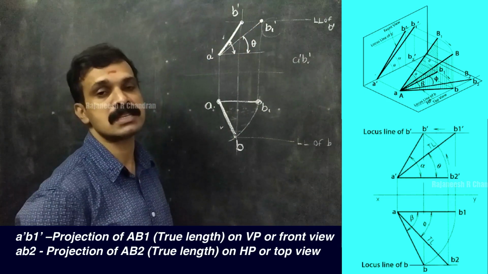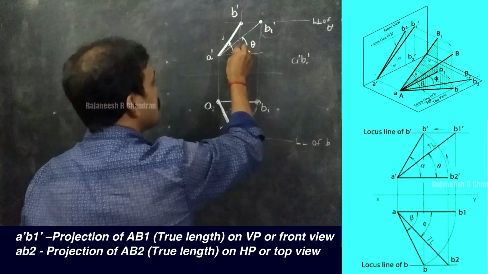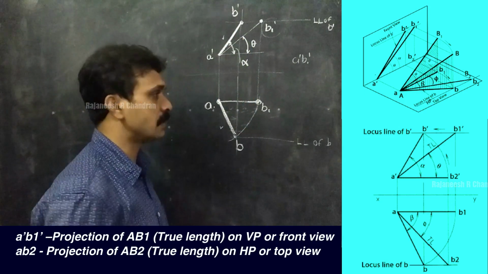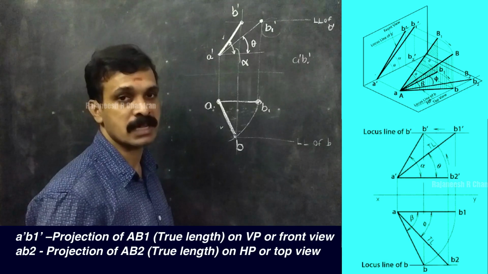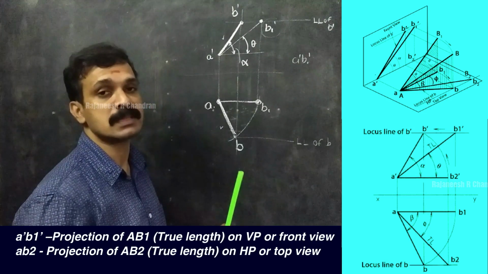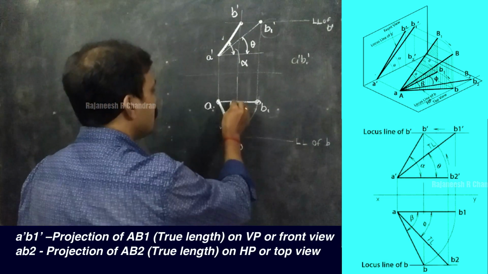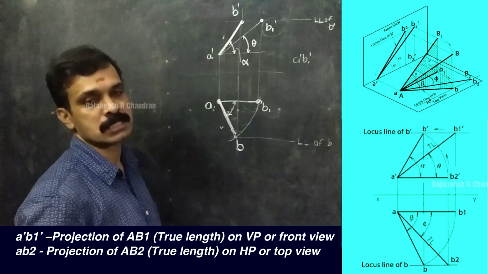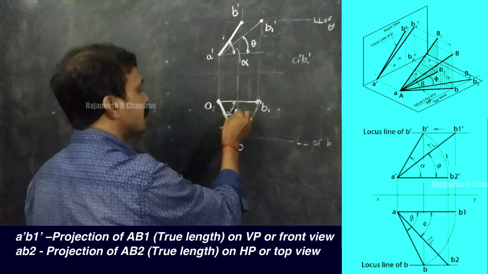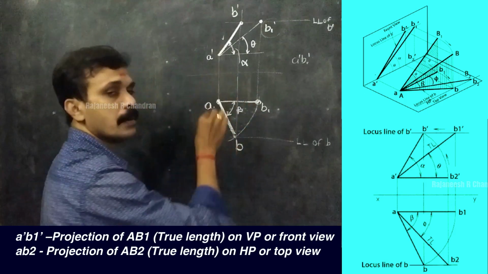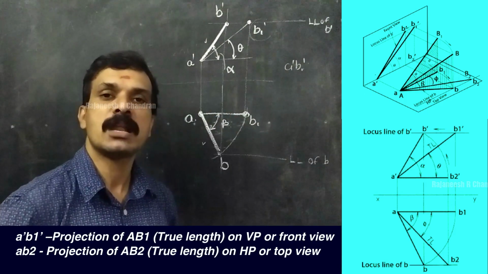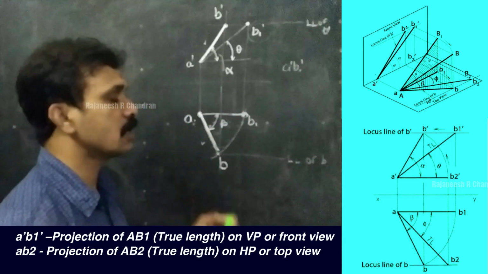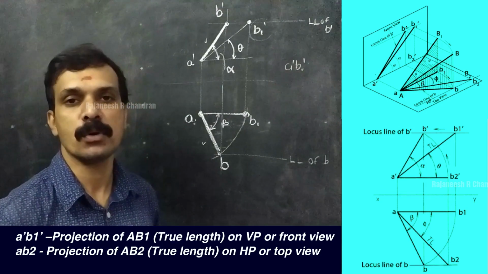Inclination of A dash B dash means it is the inclination of the front view. That is called alpha, the apparent inclination with the HP or XY line, or the apparent inclination of the front view with the XY line. This angle is the angle of inclination of AB, the top view, with respect to the XY line, and that is indicated with beta. Now we have to calculate one more data from this projection, that is the true inclination of the line with respect to VP, or phi.